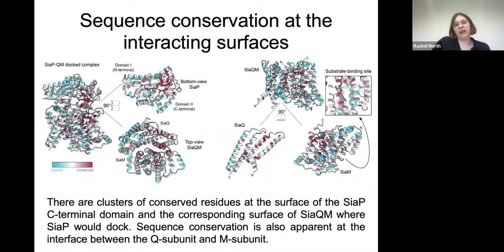And then if you take a look at the top view of the SciQM here, you'll see that we have the complementary red color over here in the sequence conservation, which makes sense if the SciP docks to the SciQM in this position that we're predicting. And interestingly, we also see this sequence conservation at the interface between the Q subunit and the M subunit, which makes sense because evolutionarily, these want to always stick together so that they'll still work. So it makes sense that we would see some sequence conservation in these areas.